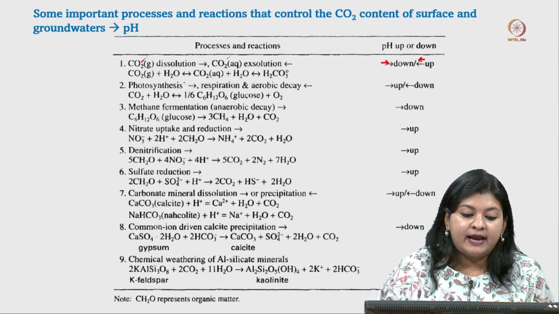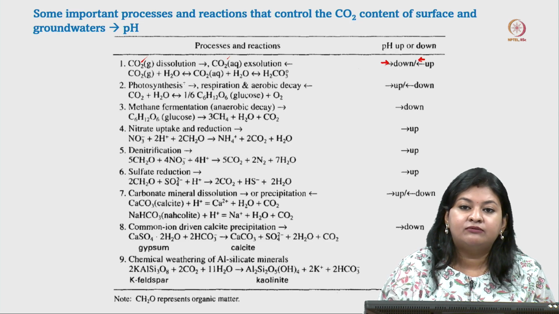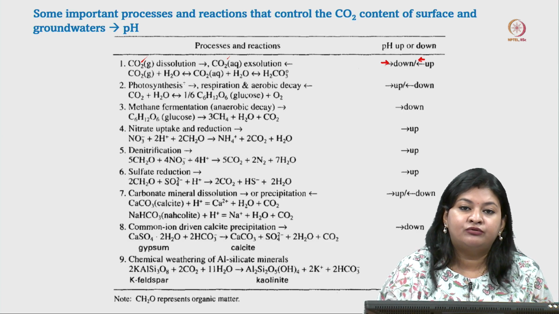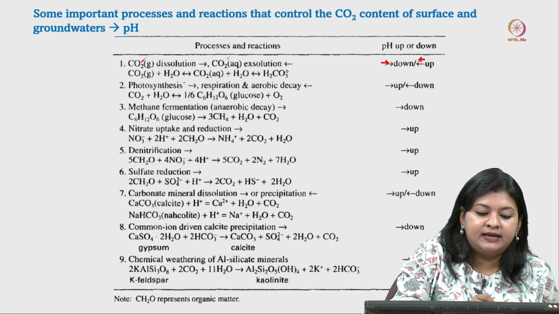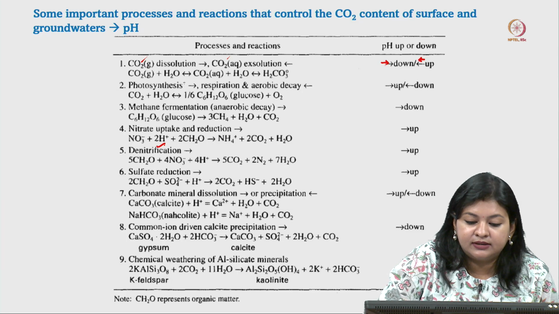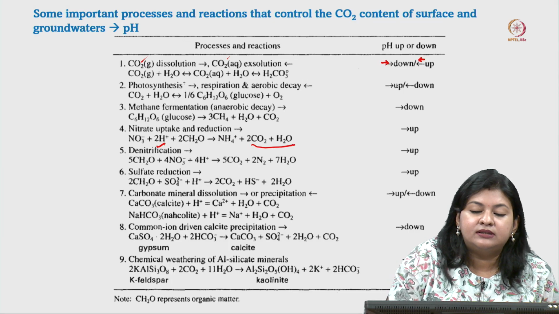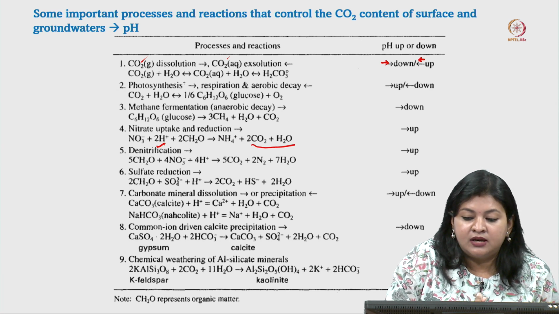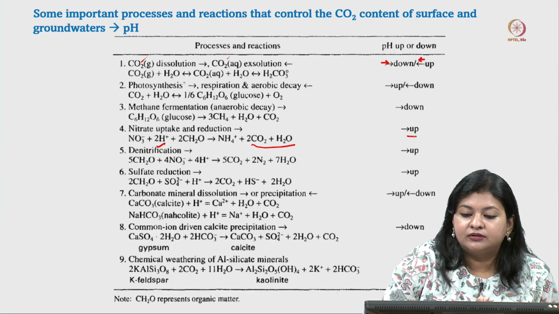Nitrate uptake and reduction: it will form nitrate ions, it can form nitric acid. So, that can lead to the formation of nitric acid and carbonic acid. These H plus ions that are released during this reaction, as well as the dissociation of these further, will lead to more acidity. So, pH will go down.